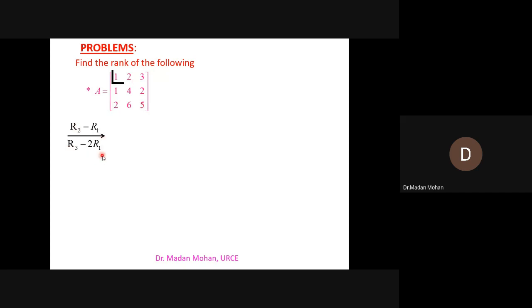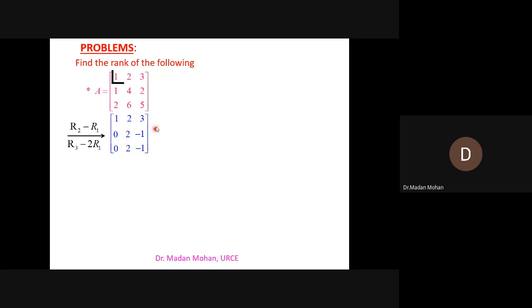We replace the third row with the third row minus 2 times R1. Now we apply these two. The second row changes like this, the third row changes like this, but the first row remains the same. No change in the first row. Now we do the calculation. R2 minus R1: 1 minus 1, 4 minus 2, 2 minus 3. Now the third row changes like this: 2 minus 2 into 1, which is 0. 6 minus 2 into 2, 6 minus 4, which is 2. 5 minus 2 into 3, 5 minus 6, which is minus 1.